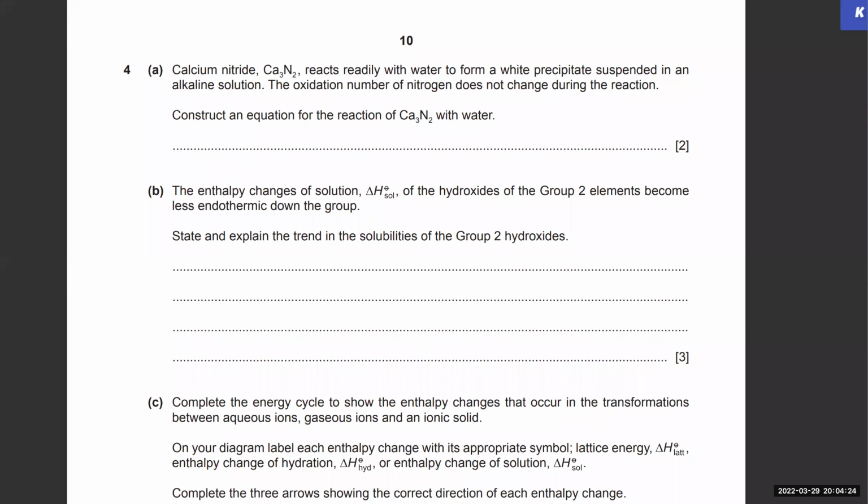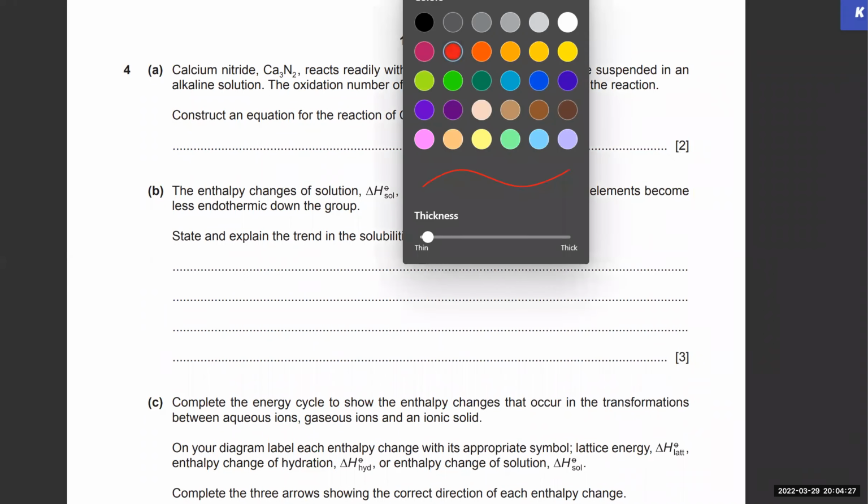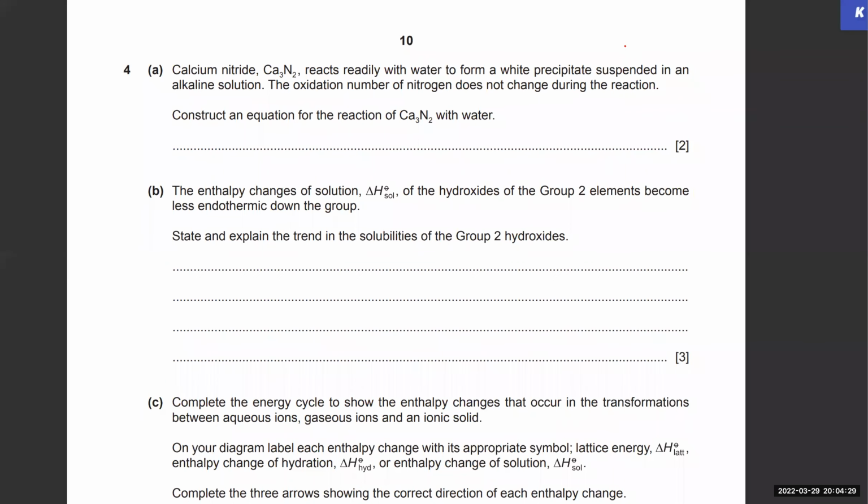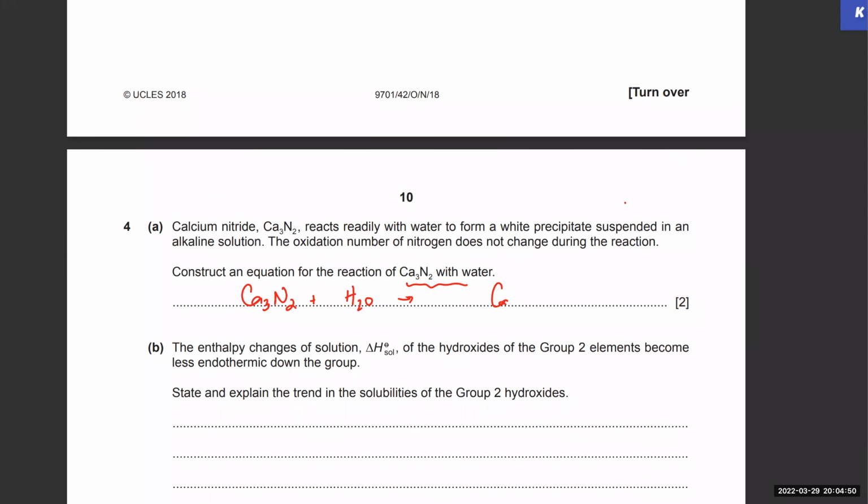4. The question is, let's quickly start. Calcium nitride reacts with water, so write an equation. We don't know what's going to happen, but they say there's a white precipitate and an alkaline solution. The only possible alkali that's going to be formed is calcium hydroxide. I think that's the only one possible in this case. So they said it's going to form an alkaline solution, and so that's calcium hydroxide.